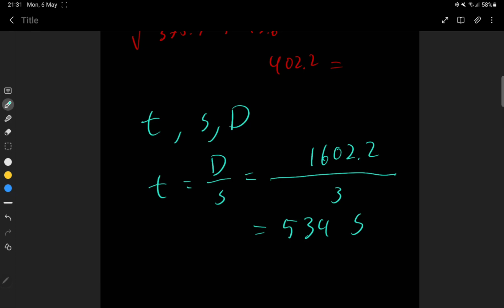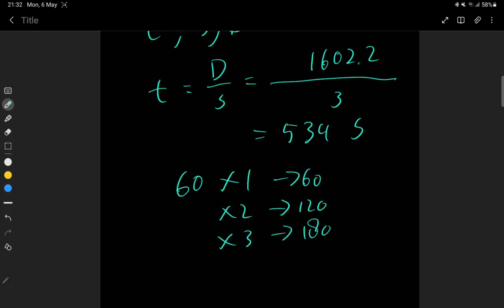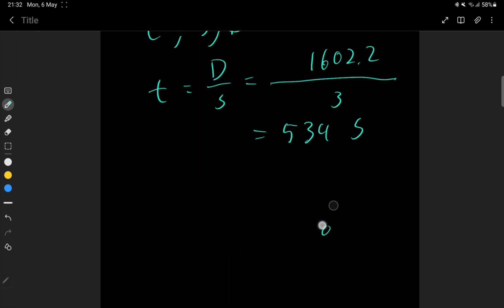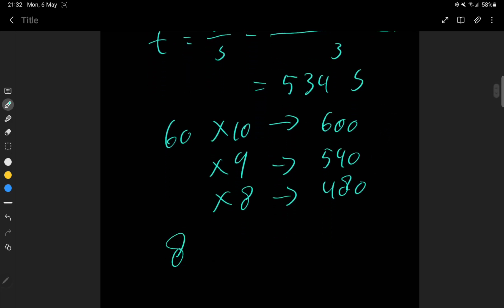Okay, so the question asks us to give the answers in minutes and seconds. So we need to break this down into minutes. We have 60 seconds for every minute. So times 1, that's 60. Times 2, that's 120. Times 3, that's 180. We need a lot more. 500, that's close to 600. Let's work backwards. So 60 times 10 is 600. That's too high. Times 9, that's 540. Still a little bit high. So times 8 is 480. Okay, let's use 8. So we already know it's a little bit over 8 minutes. So 8 minutes, and then the seconds is 534 minus 480. That would be 54 seconds. That's your final answer for C.